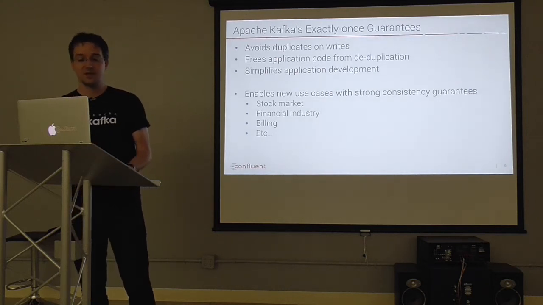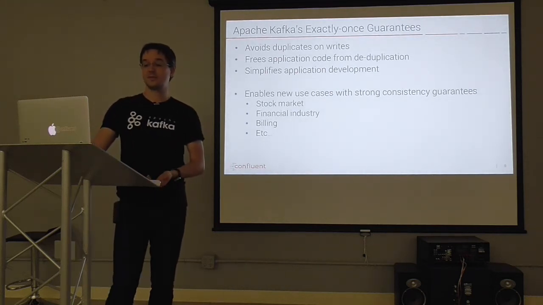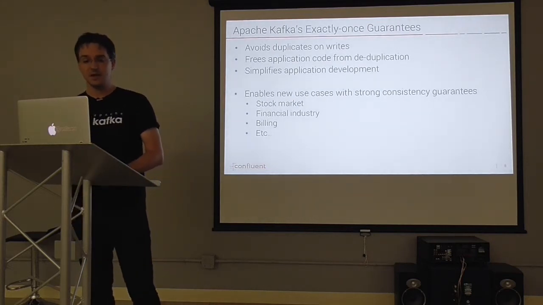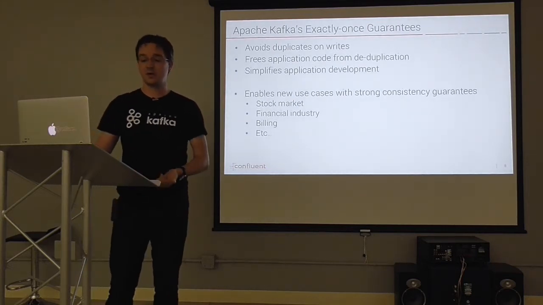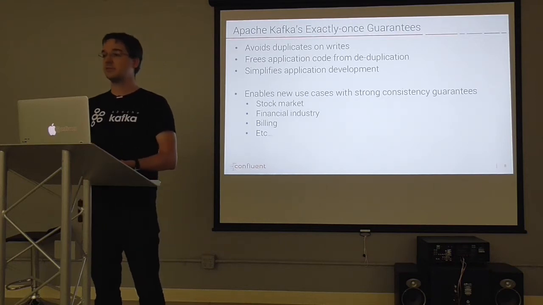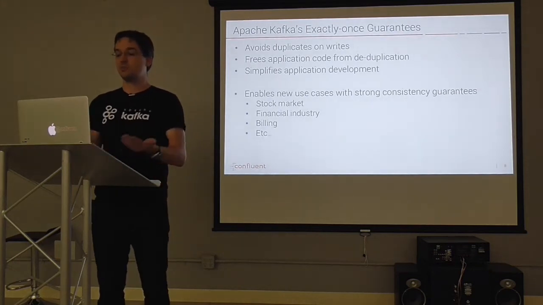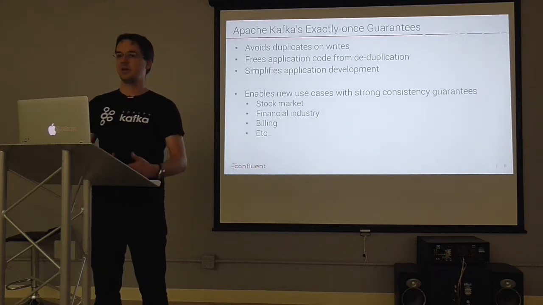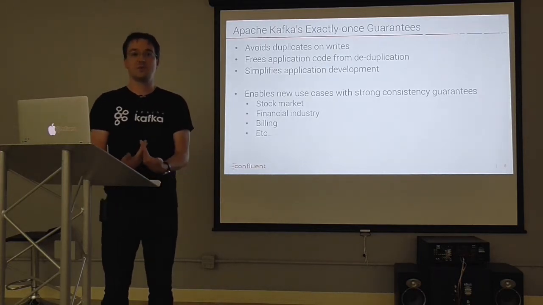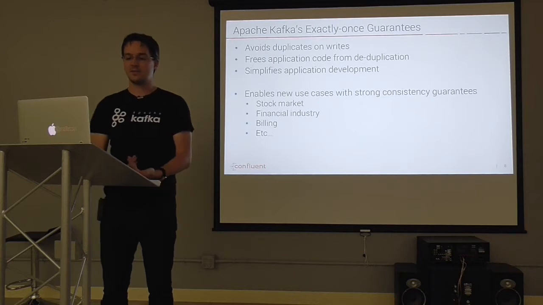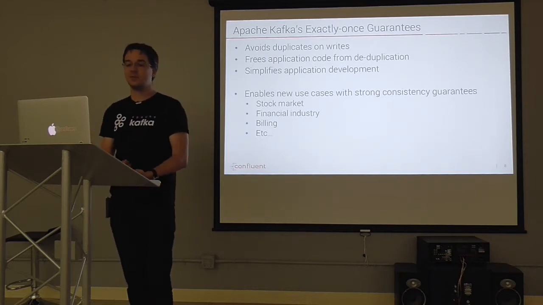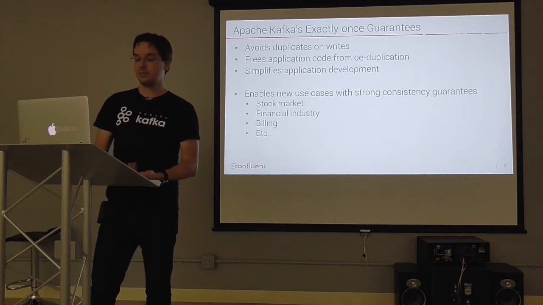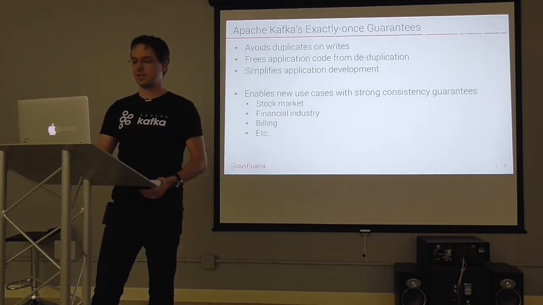With this, we enable new use cases that require strong consistency guarantees. For example, in the stock market, in the financial industry, if you need to bill somebody, and you would say, hey, I bill you twice because I have a duplicate write, that would be very bad. That's something you can't do. For this, we need those strong guarantees in order to build a correct application.